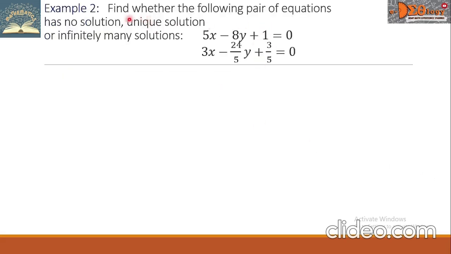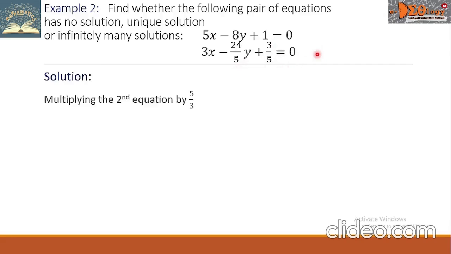Example 2. Find whether the following pair of equations has no solution, unique solution, or infinitely many solutions. 5x minus 8y plus 1 equals 0. This is the first equation. Second equation, 3x minus 24 over 5y plus 3 over 5 equals 0. Considering the second equation, we have fractions.